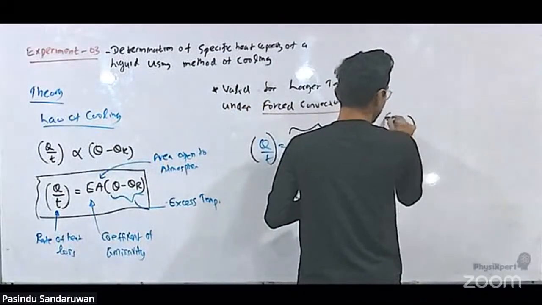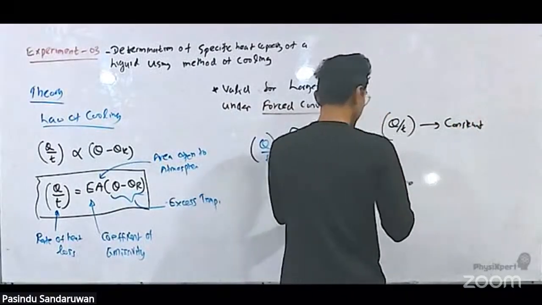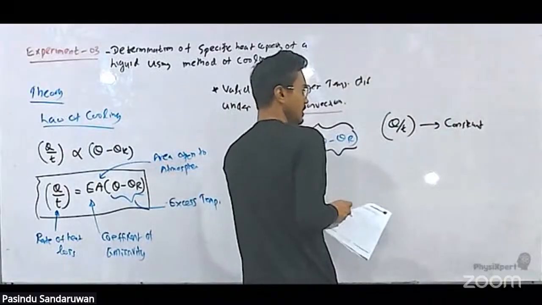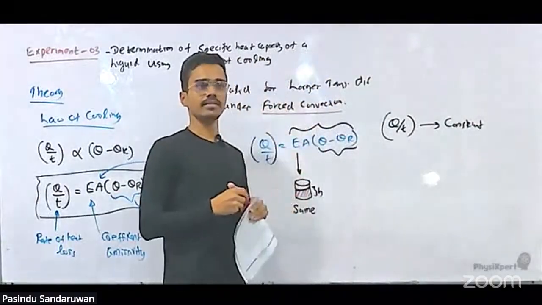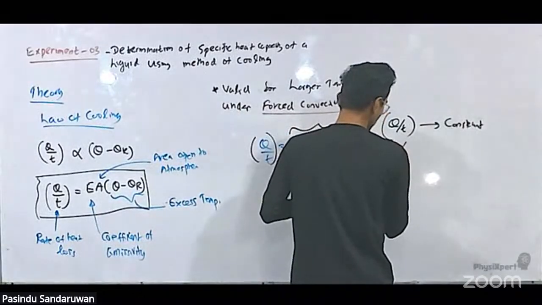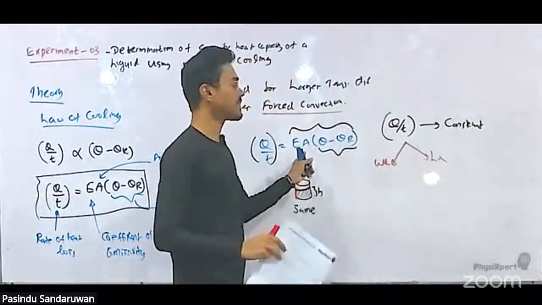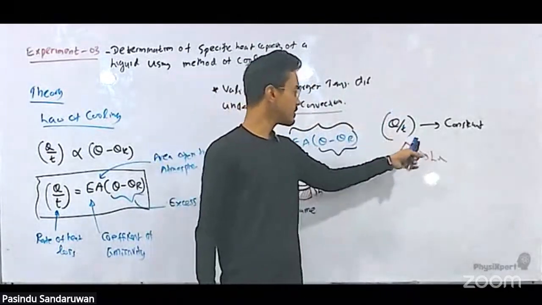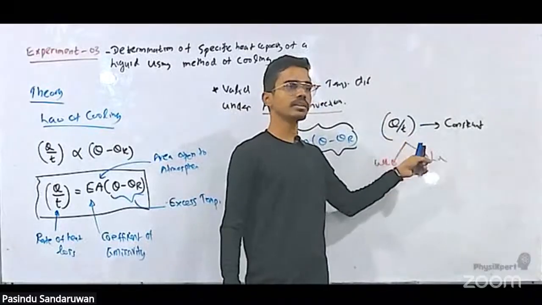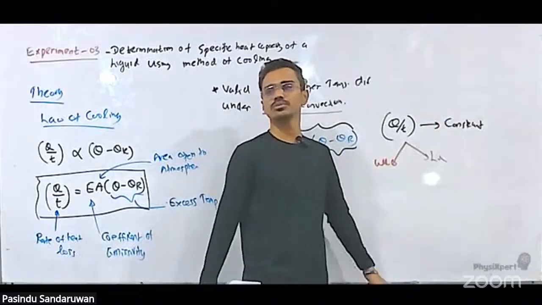Now, hence, Q over T should be constant. Then we'll be plotting two cooling curves, for water and a liquid. When all these conditions remain constant, then Q over T of water should be equal to Q over T of liquid. And finally, we are going to equalize these two.